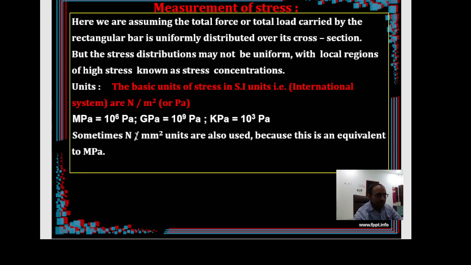This may be very useful while doing unit conversion. Mostly we will be using Newton per mm square, and the examiner may also give values in megapascals while solving problems. Wherever megapascal comes, you can simply write Newton per mm square.